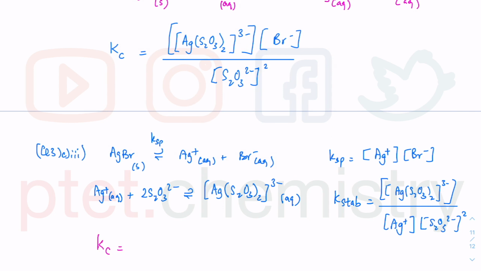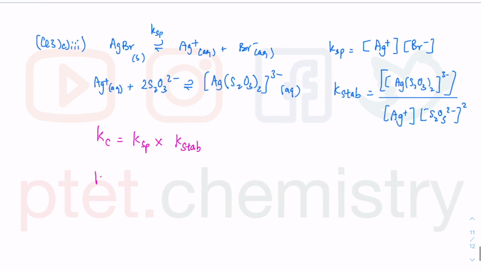So Kc above, meaning this thing, is obtained by multiplying KSP times K step, and you could see that because you know the definition for each of these. And based on this value, therefore my Kc is equal to 5.4 times 10 to the power minus 13 times K step, which is 2.9 times 10 to the power 13. Include the units for Kc.